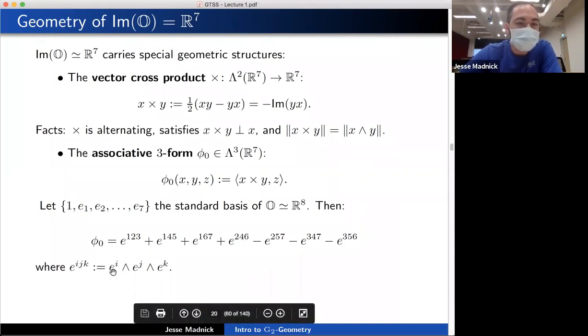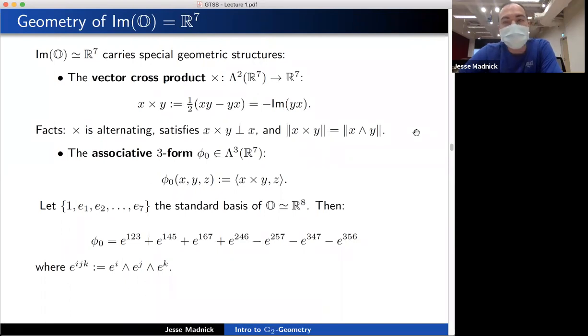Here, E1,2,3 is shorthand for E1 wedge E2 wedge E3, etc. Now these numbers are not arbitrary. These numbers that appear here are in fact the multiplication table for the Octonions. So for instance, E1 times E2 is E3, or E2 times E5 is negative E7. So if you ever forget the multiplication table, this is how you could remember it, I guess.